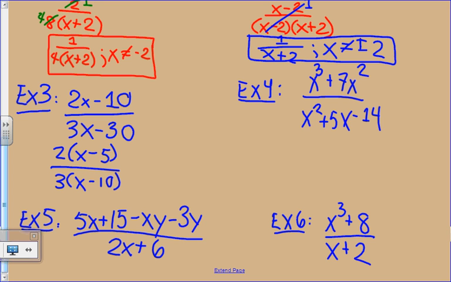This is it. Alright, the only other thing I want to do to this problem is right here. What can x not equal? All I'm concerned about is the denominator.